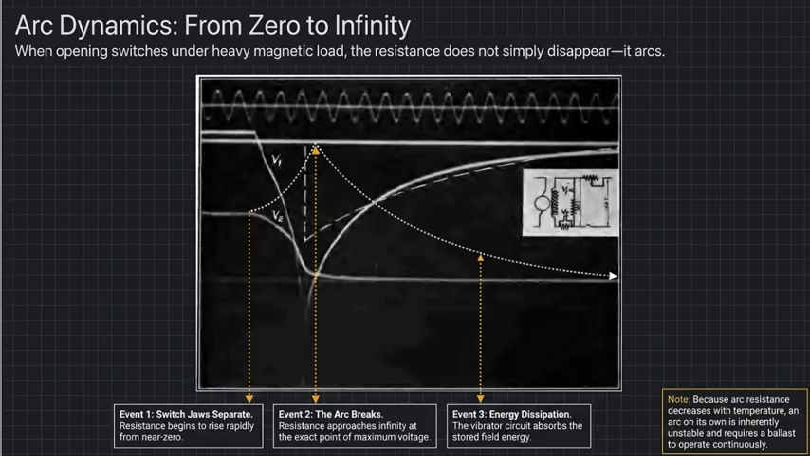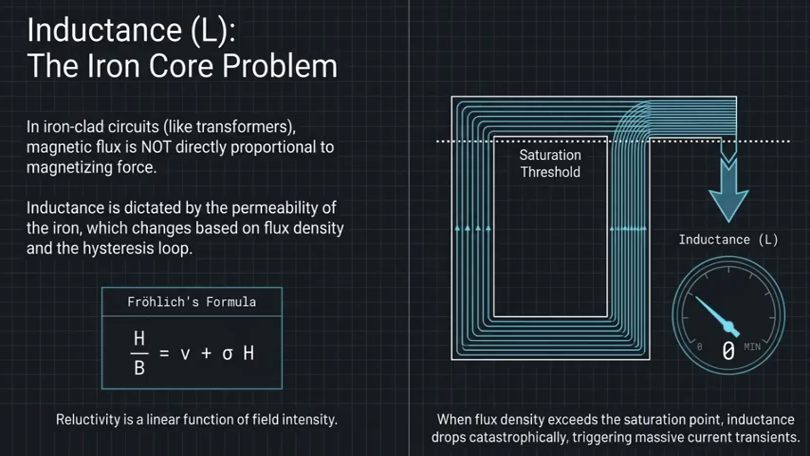Okay, but arcs aren't just for welding, right? In commercial power systems, the most common place you see an arc is when you are simply trying to open a switch to turn something off. Yes, you break a circuit while a heavy load of power is running through it, and the electricity just refuses to stop. Because it has momentum.